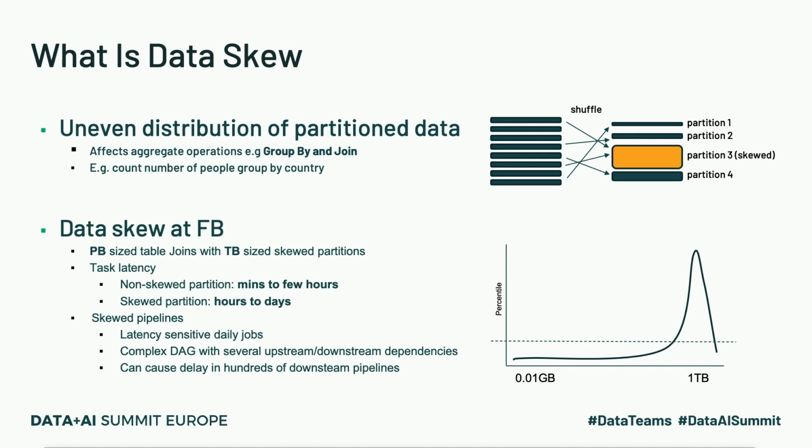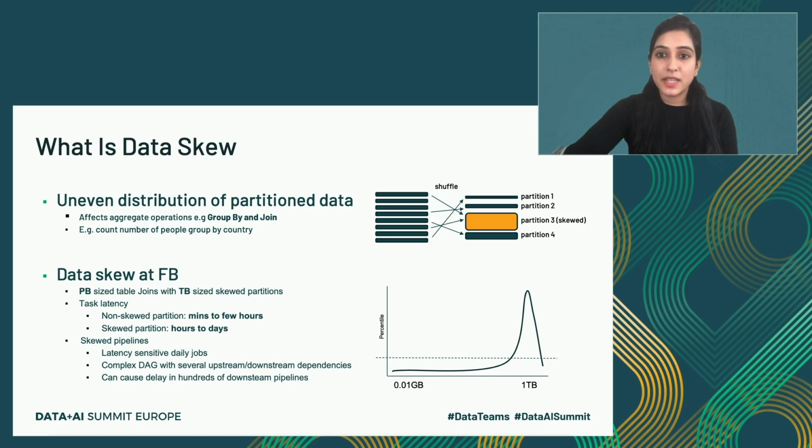What is data skew? It is the uneven distribution of partition data, and it affects aggregate operations like group by and joins. For example, if we were to count the number of people in each country, we would read all countries' data and group data that belong to the same country into partitions. Each partition is then processed by a single task to obtain the final count.